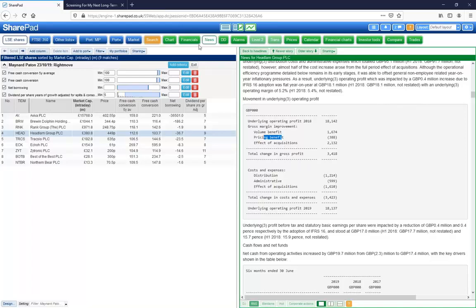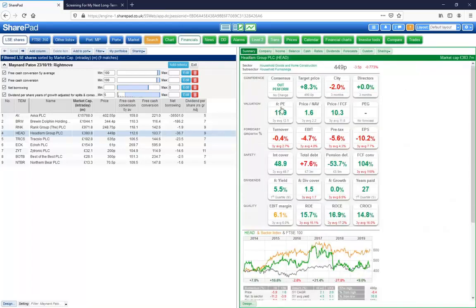So let's go back to the summary here. So it's a modest PE, modest growth, but I think these earnings could be understated. You've got the freeholds in this business as well.